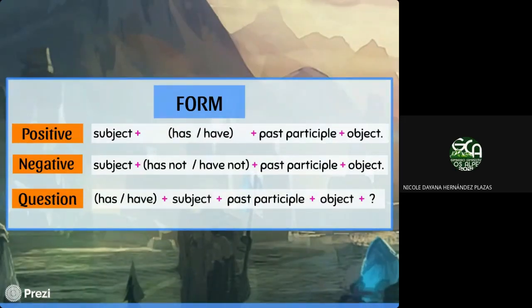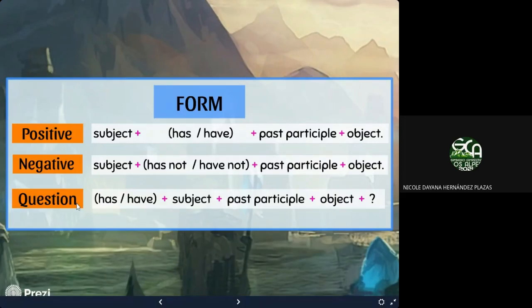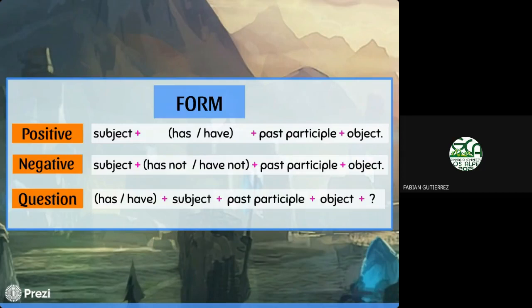So now, I want you to give me a different example of a question in present perfect. Have you done the homework? So is your question, have you done the homework? Yes. Have you done the homework? So don't forget, auxiliary, subject, participle, and so on.